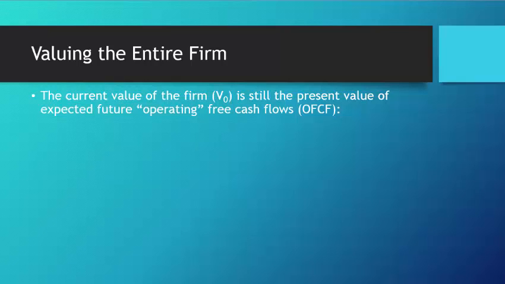So here's what we would be looking at in this instance. We would be looking at something that looks very familiar, only instead of P sub 0 we're doing V sub 0. This does not mean that I don't know how to pronounce my letters. V sub 0 is the value of the firm at time 0. And in that instance we're going to take the expected operating free cash flow. We're going to divide by 1 plus the weighted average cost of capital.